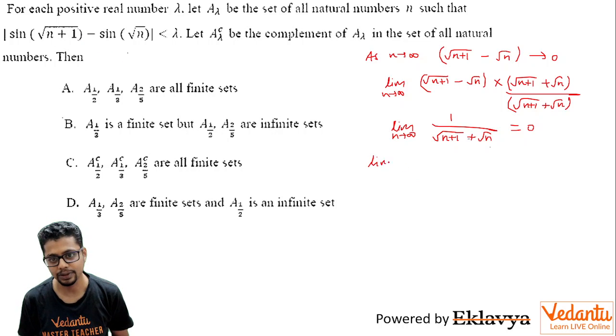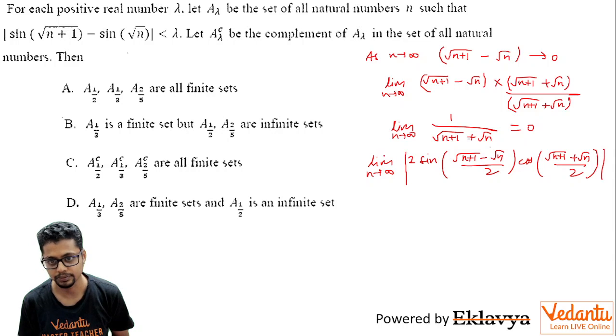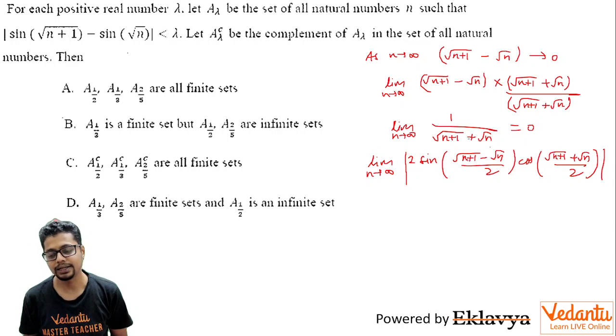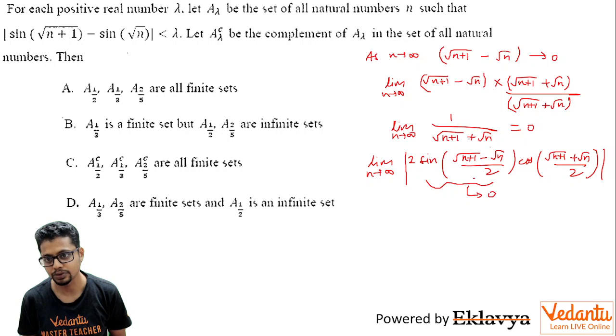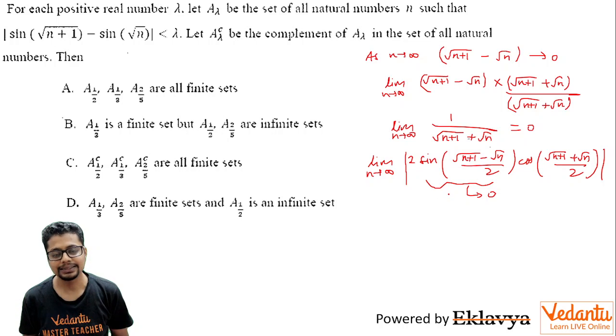Or you may understand it this way: limit n tending to infinity of sine root n plus 1 minus sine root n. You may use the sine C minus sine D formula: 2 times sine of (root n plus 1 minus root n) by 2, times cos of (root n plus 1 plus root n) by 2, and you take the modulus because the left hand side has mod. Clearly root n plus 1 minus root n goes to 0 as n tends to infinity, so the argument of sine goes to 0, so sine goes to 0, so this expression goes to 0. So as n tends to infinity, the left hand side is tending to 0.